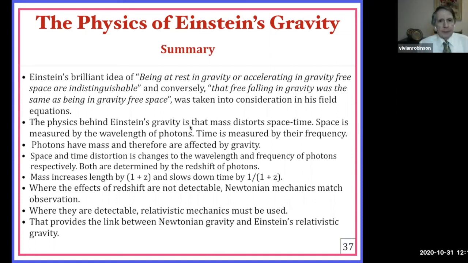But the physics behind Einstein's gravity is that mass distorts space-time. Space is measured by the wavelength of photons. Time is measured by their frequency. Photons have mass and are therefore affected by gravity. Space and time distortion is changes to the wavelength and frequency of photons respectively. Both are determined by the redshift of photons. Mass increases length by 1 plus z and slows down time by 1 over 1 plus z.